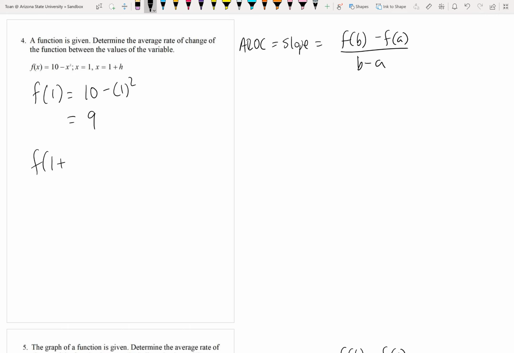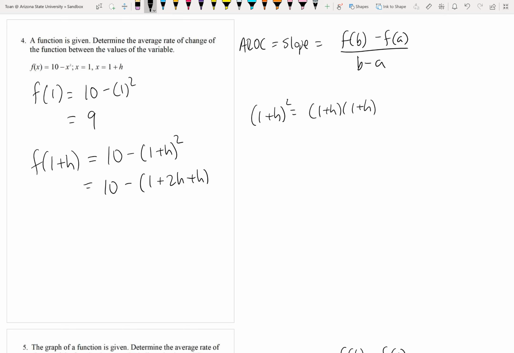What's f of 1 plus h? It's going to be 10 minus (1 plus h) quantity squared. And again, when it comes to squaring a binomial, you have to write it out twice and distribute. So you're going to have a trinomial. So that's going to be 10 minus (1 plus 2h plus h squared), which is 9 minus 2h minus h squared.